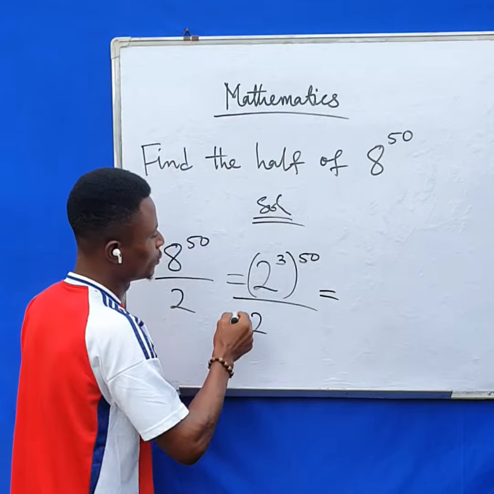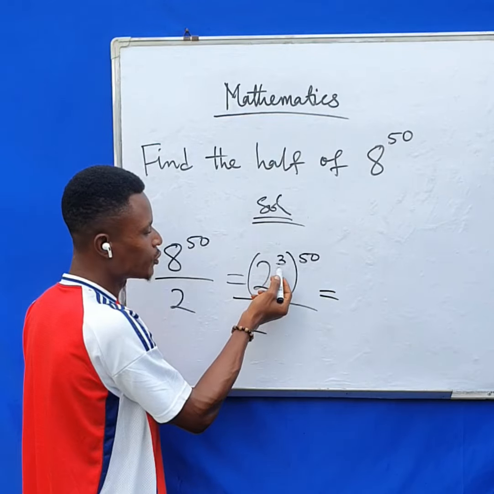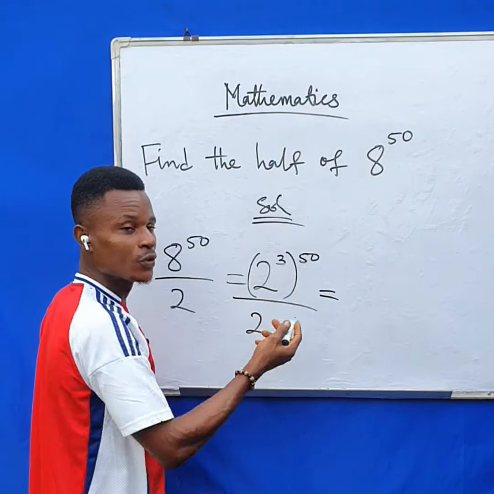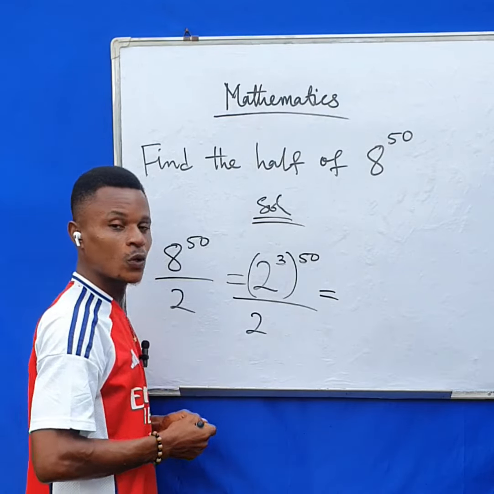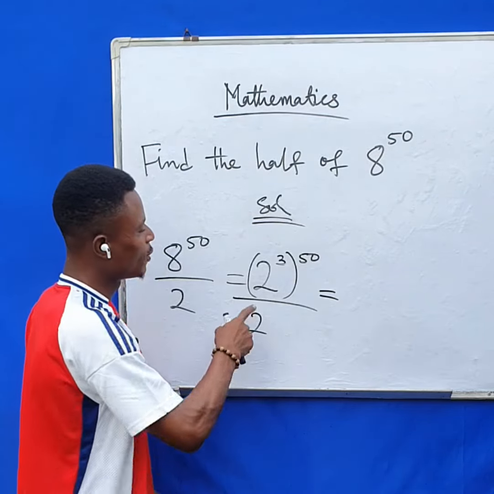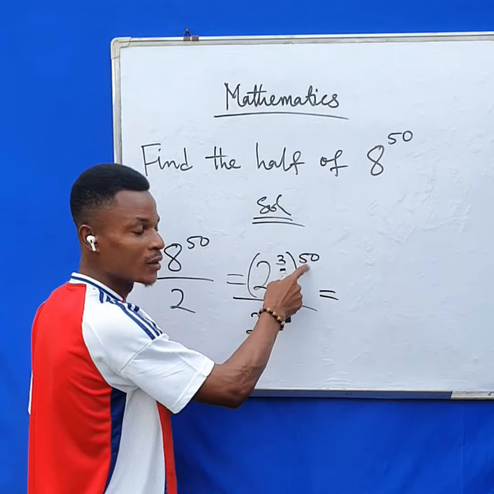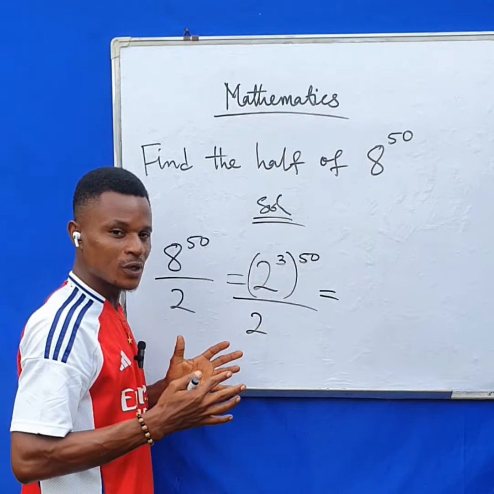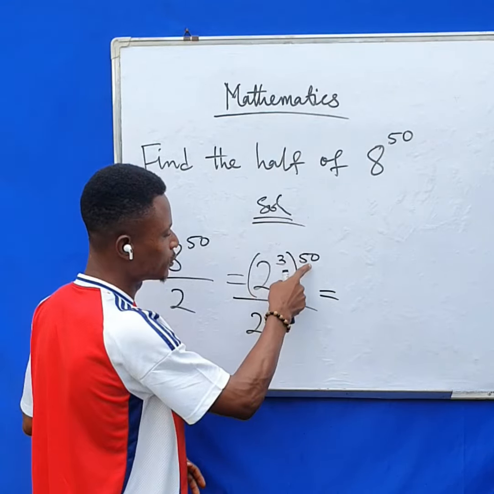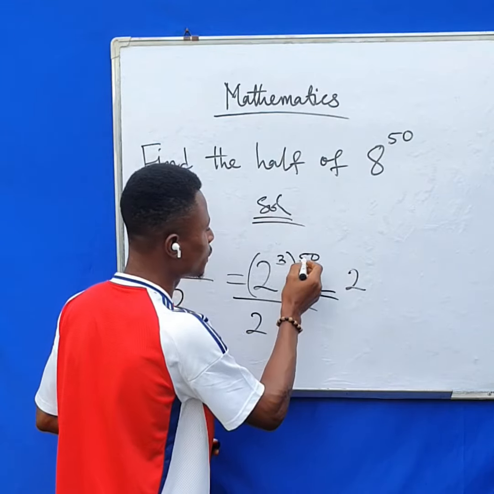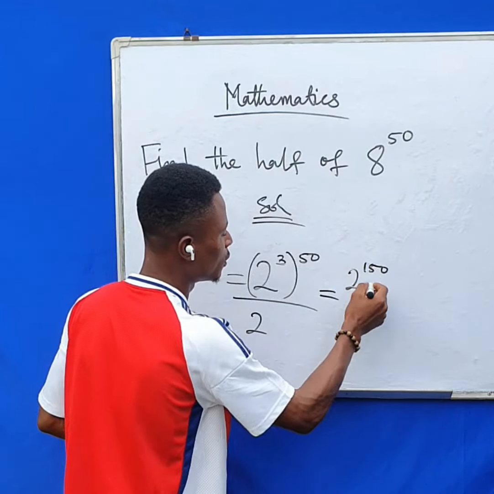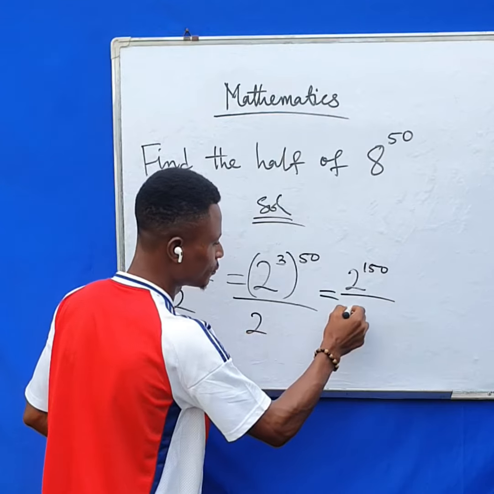This will give us, because this 2 here is raised to more than 1 power, we are going to multiply the powers together. This is in accordance with the power law of indices, which states that if a number is raised to more than 1 power, the powers should be multiplied together. So we are going to multiply these powers now. We are going to have 2 raised to the power of 3 times 50, which gives us 150, then all over this 2 here.